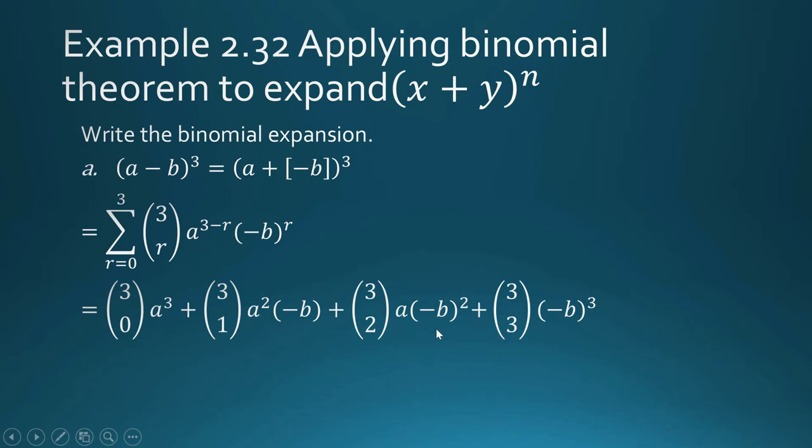This one is just negative b raised to 2. All of that is positive. And you know what the power will do to negative 1. This is negative b raised to 3, so this one will be minus. So that's it. A cubed minus 3a squared times b plus, because this is squared, and then minus again.